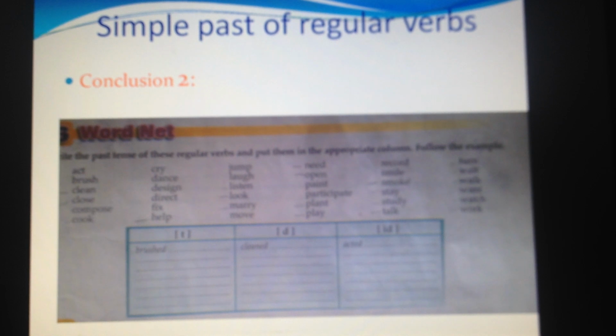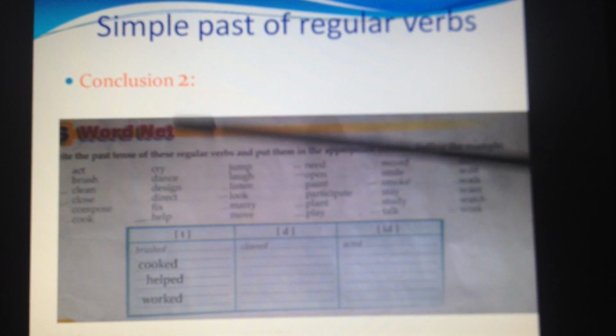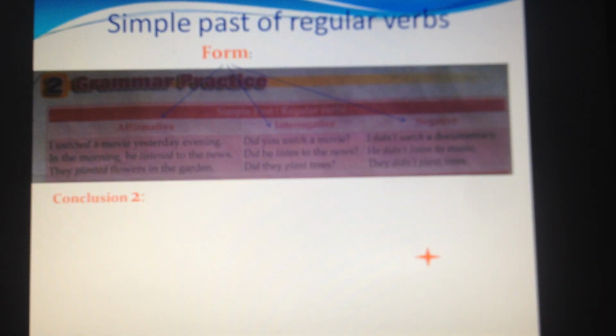Okay, good. Let's look at the correction. So for the first category, t: cooked, helped, worked. The second category, d: closed, listened, opened. The third, id: studied, wanted, waited. Okay, good. Now let's move on to the form.